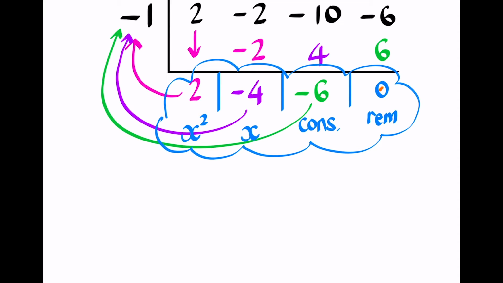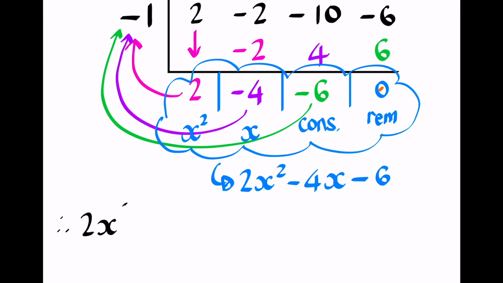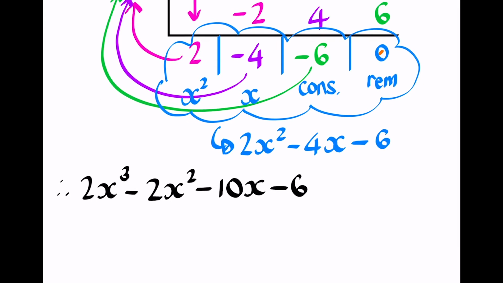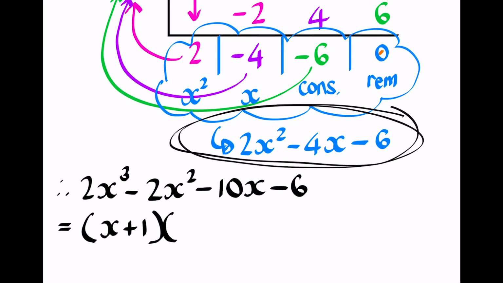Okay, so if I wrote this out, I would write it as 2x squared minus 4x minus 6, and there's no remainder. So I can therefore conclude that 2x cubed minus 2x squared minus 10x minus 6 is equal to my initial factor, which was x plus 1, and this answer over here, 2x squared minus 4x minus 6, which you can then factorize further.